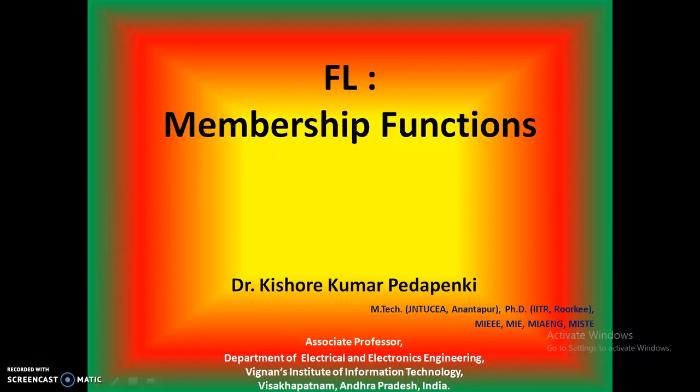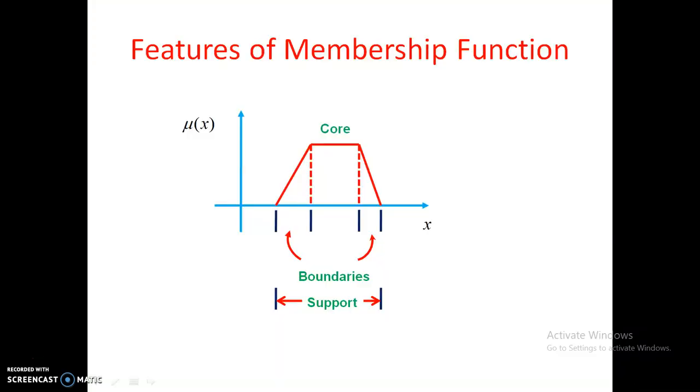Hi friends, in this video let us see different types of membership functions in fuzzy logic. As we already discussed the features of membership function, it consists of the core, boundaries and support. Based on these things, without telling these names, they have taken some points and given some values, such that they will make some membership functions.